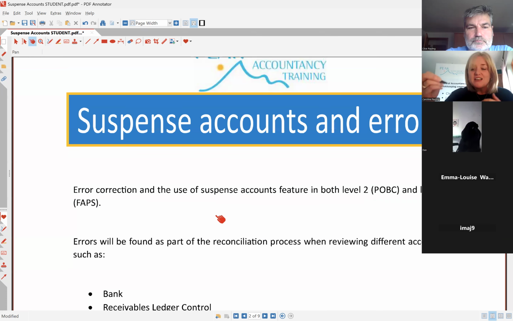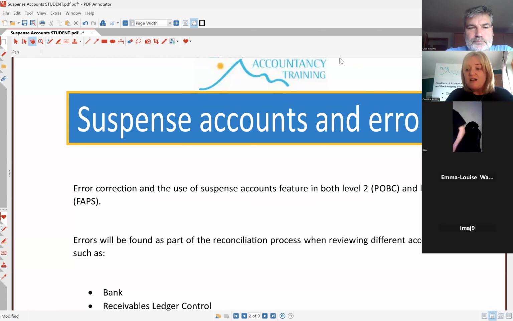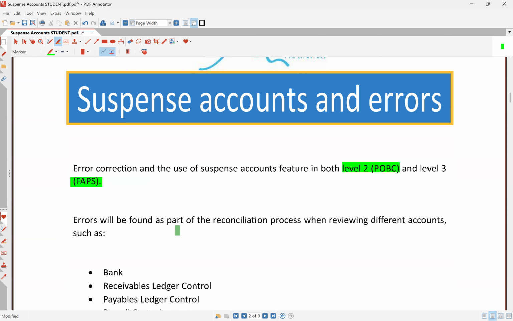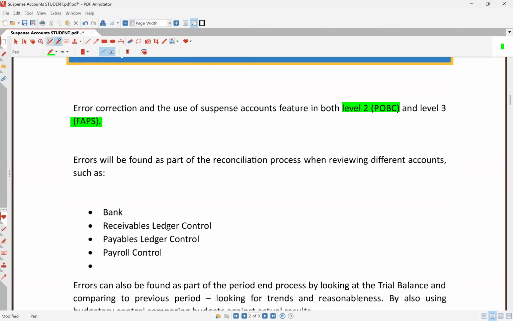So, suspense accounts. We need them in our accounts at times, is the important thing. This is going to be part of the Principles of Bookkeeping Controls unit at level 2, and at level 3 it's going to be part of our financial accounts unit. Now, why do we need a suspense account? Because we are human and we make errors. I make them all the time. And one of the things we've got to be able to do is correct that error in the accounts.